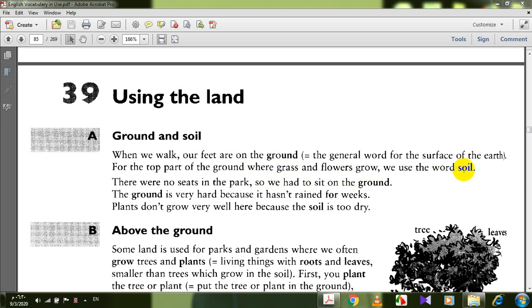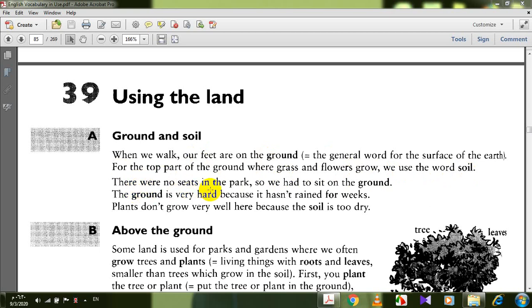For the top part of the ground, where grass and flowers grow, we use the word soil. So soil is part of the ground. It is the top part of the ground. So the ground is the general word for the surface of the earth, but the top part of the ground is the soil. Soil is where we plant flowers. Okay, so it is very easy.